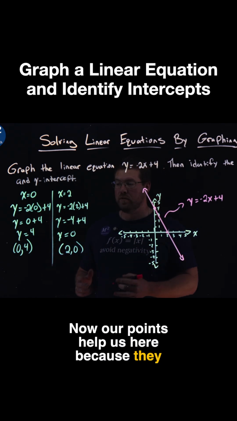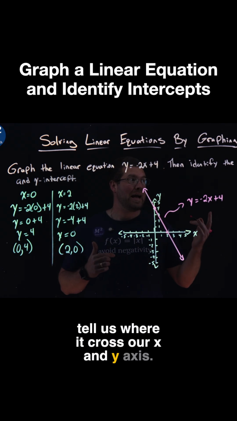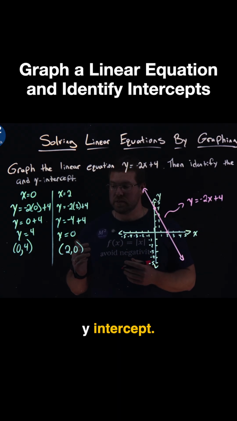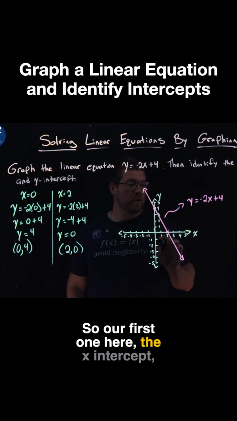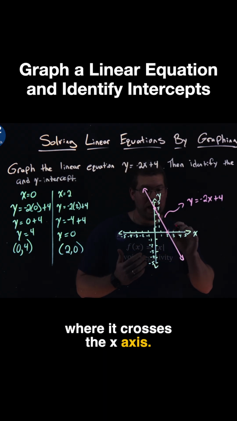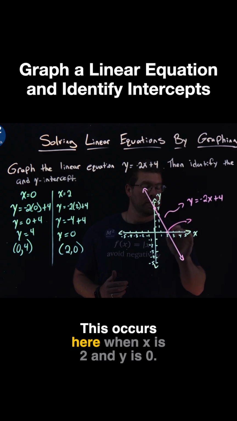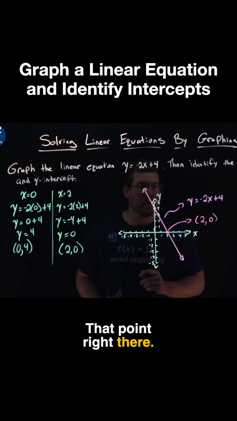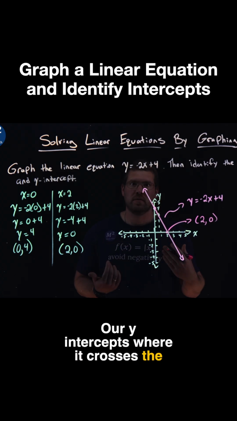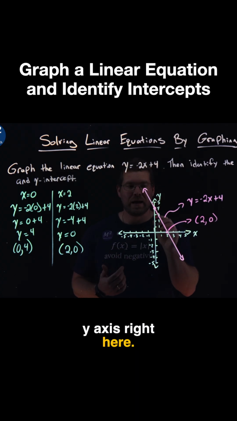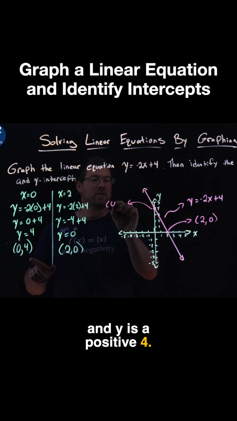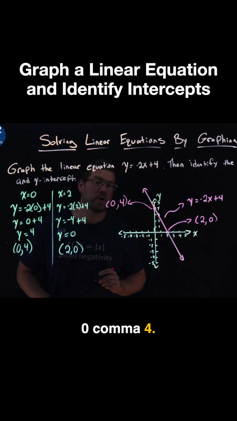Now our points help us here because they tell us where to cross our x and y axis. We need to find the x-intercept and the y-intercept. So our first one here, the x-intercept, where it crosses the x-axis, this occurs here when x is 2 and y is 0, that point right there. Our y-intercept, where it crosses the y-axis, right here. And that is going to be when x is 0 and y is a positive 4, 0, 4.